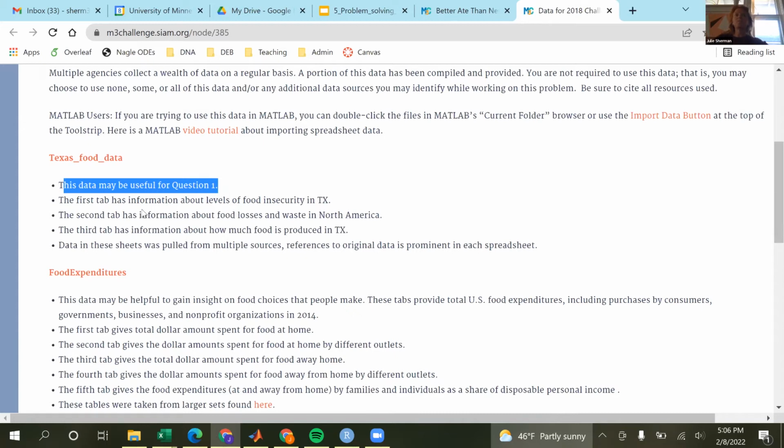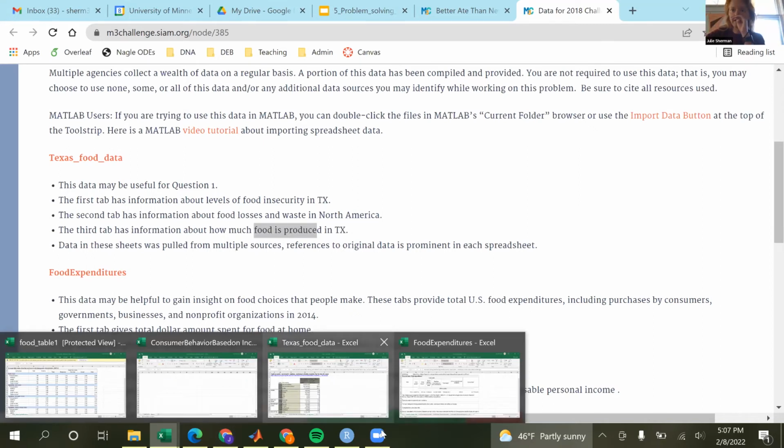And it tells us what is on each tab. First is the information about food insecurity in Texas. The second is the information about food loss and food waste in North America. And the third is the food produced in Texas. So I'm going to go ahead and pull that up. So that is this right here.